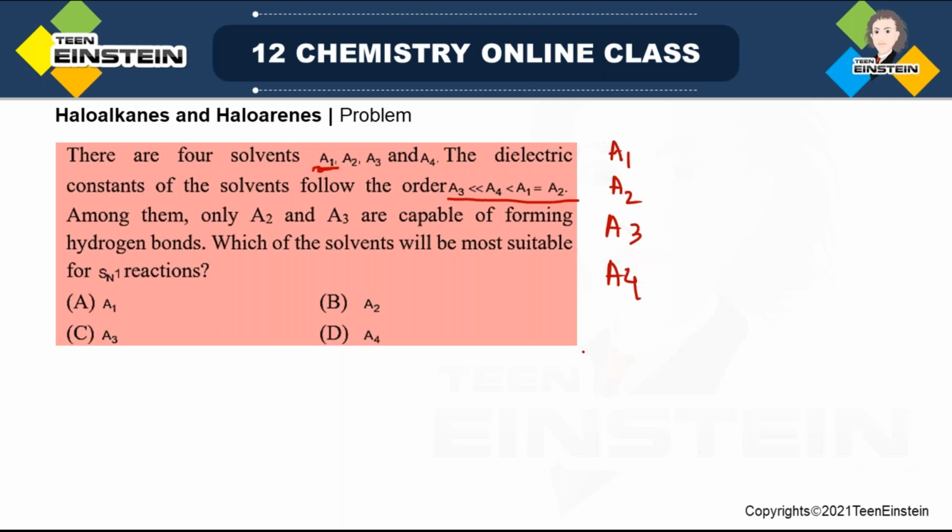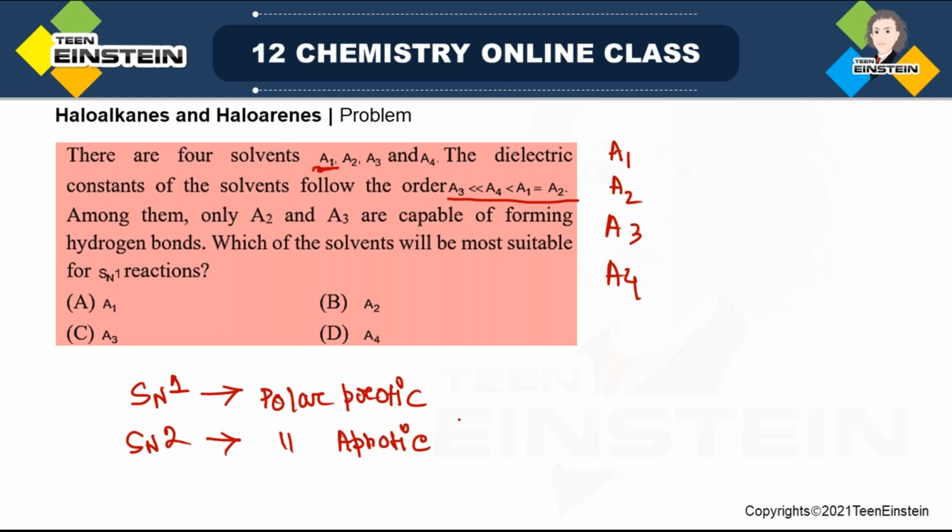Now we know that when it is SN1 mechanism, what kind of solvent do we take? We take polar protic. But if it is SN2, it will be polar but aprotic. Aprotic means no active hydrogen present. Active hydrogen means hydrogen attached to an electronegative atom such as oxygen or nitrogen, and we call that protic. But if there is no such hydrogen directly attached to oxygen or nitrogen, that electronegative element, then it will not be polar protic.